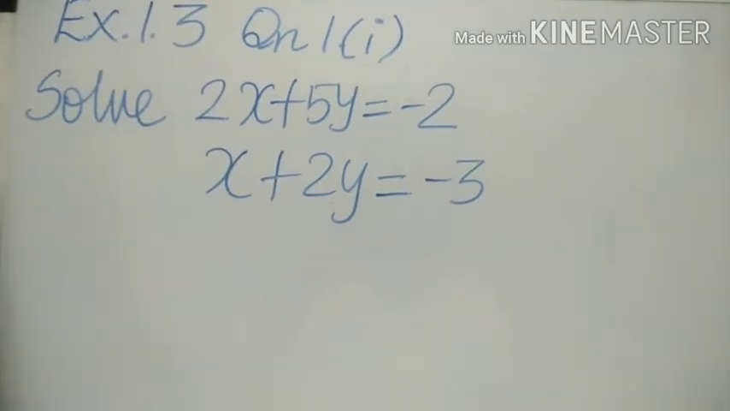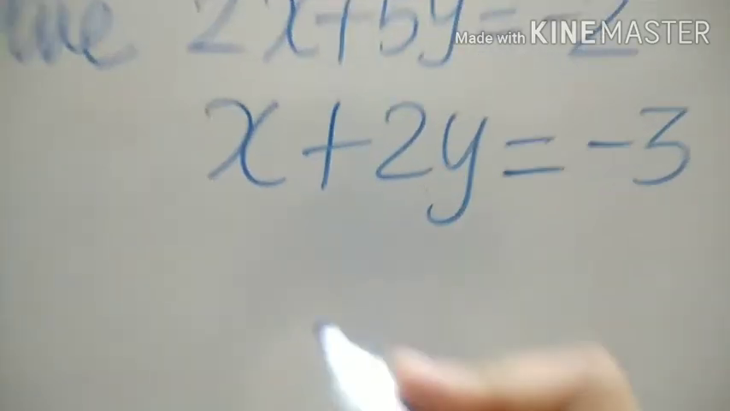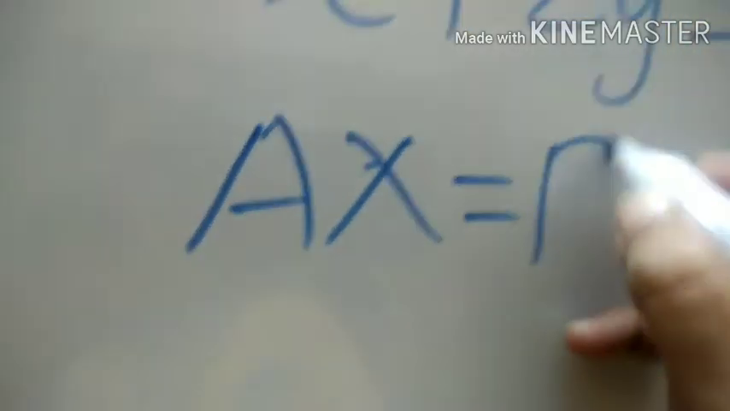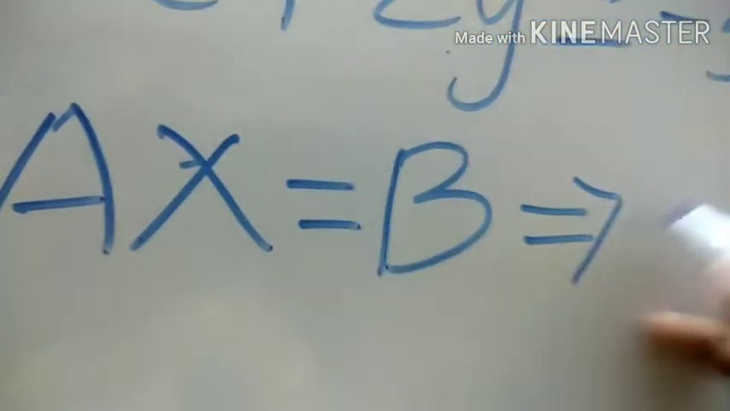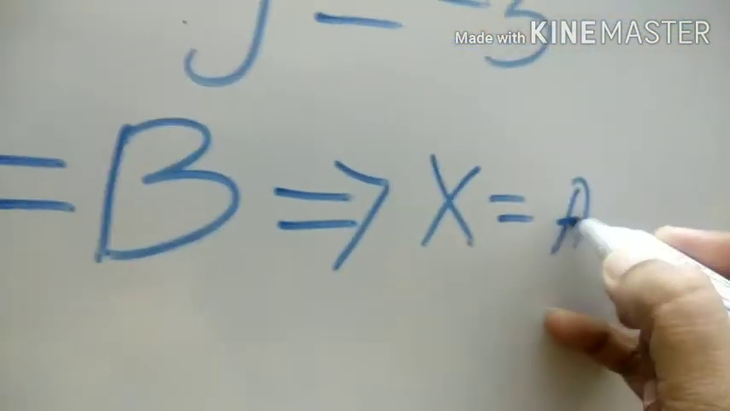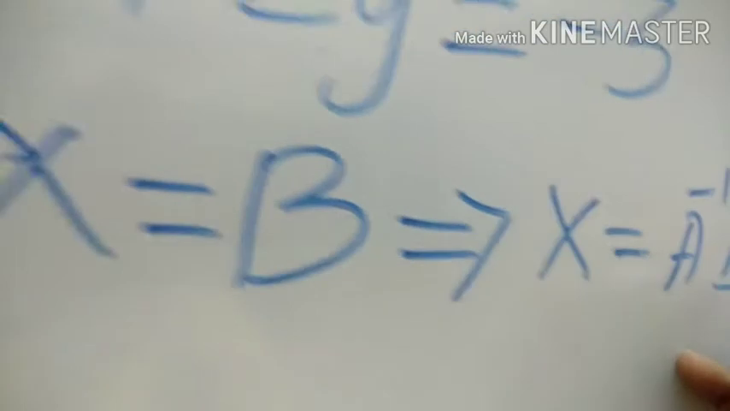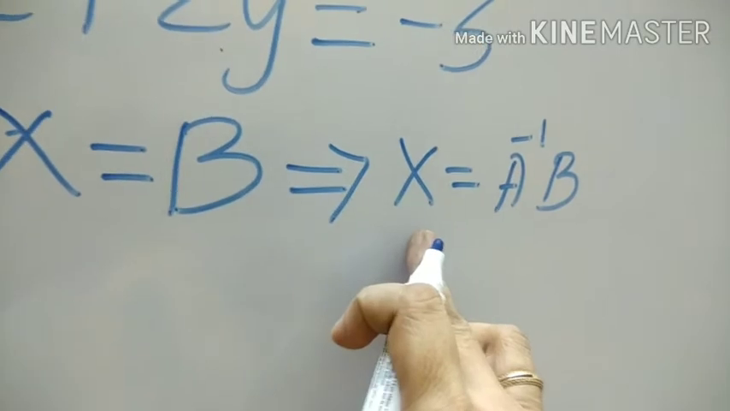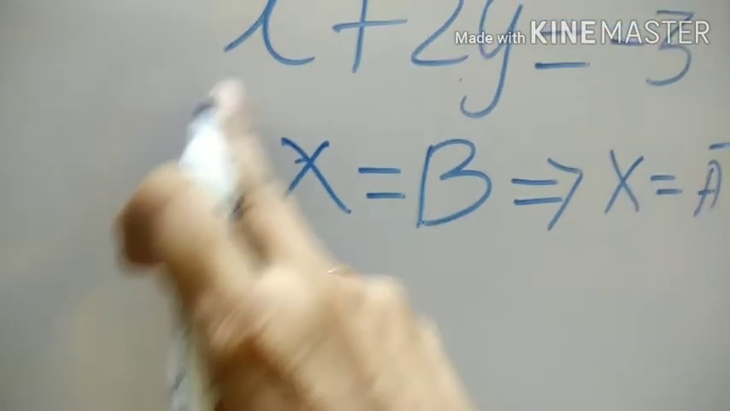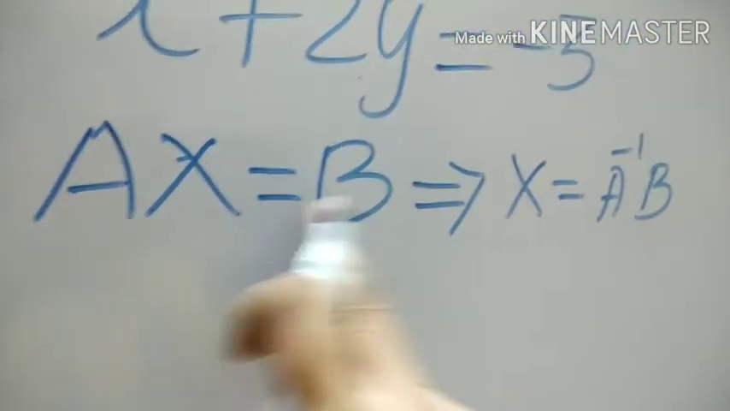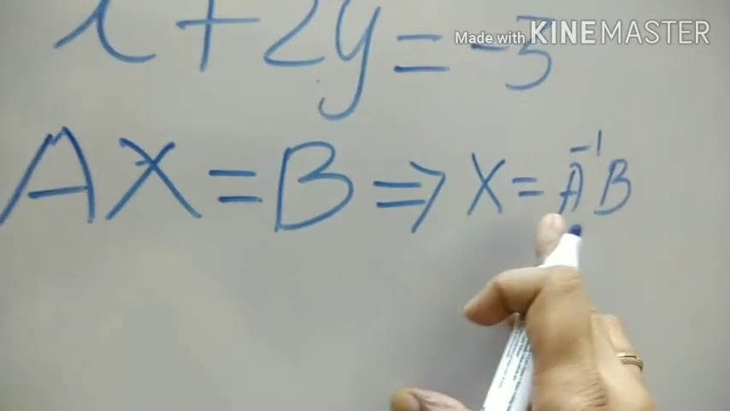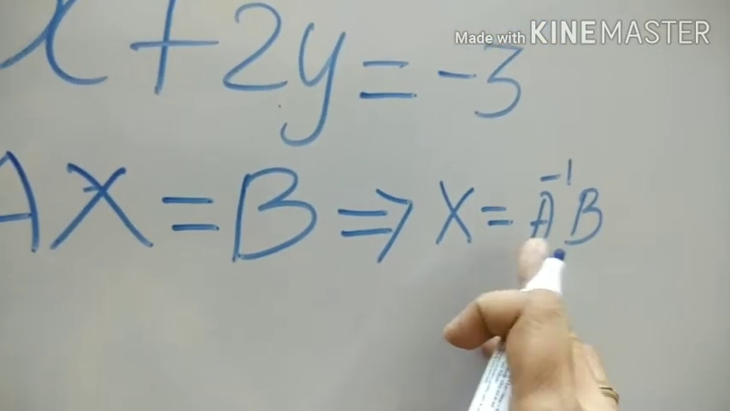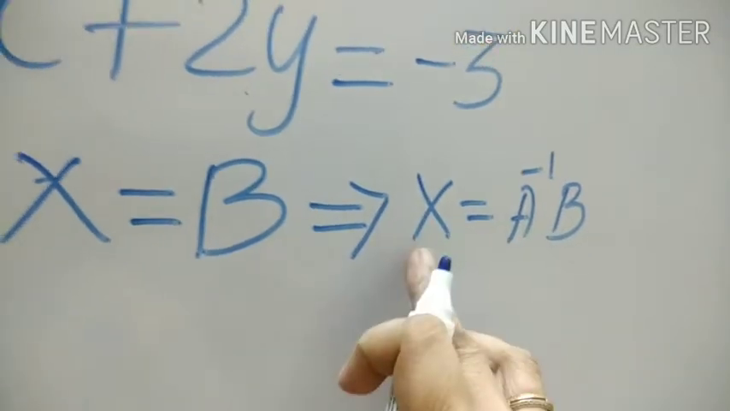What is the matrix inversion method? Supposing I have an equation in this form, say Ax is equal to B. I can write x is equal to A inverse B. If I have an equation Ax equal to B, I can write x is equal to A inverse B. The A matrix that is on the left side will come as A inverse on the right hand side with B. Now we know how to find A inverse, so we can multiply A inverse and B to arrive at x.